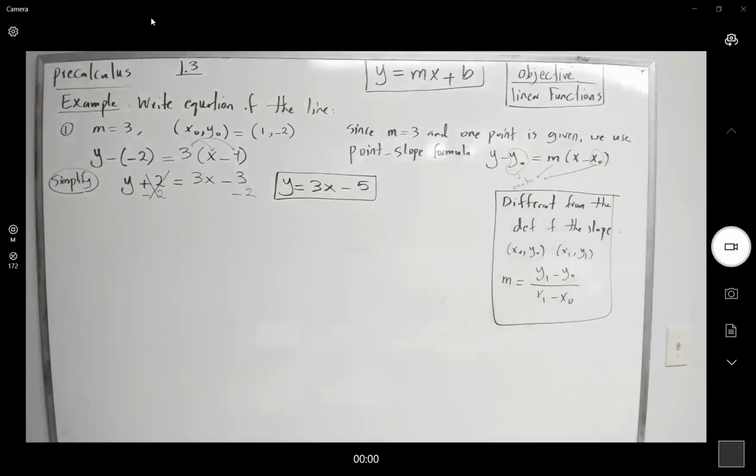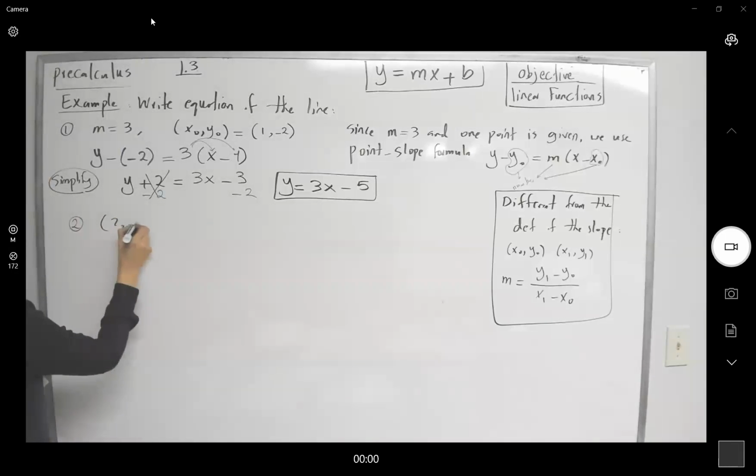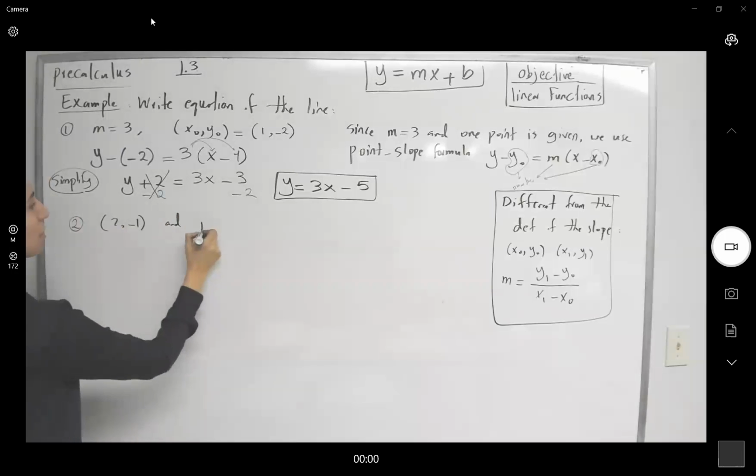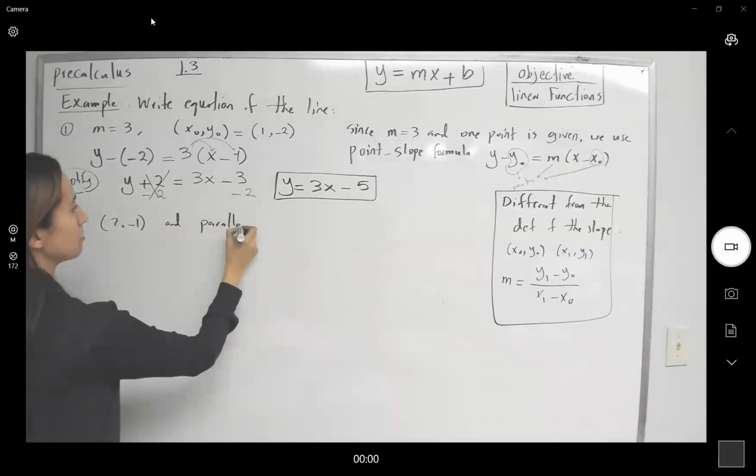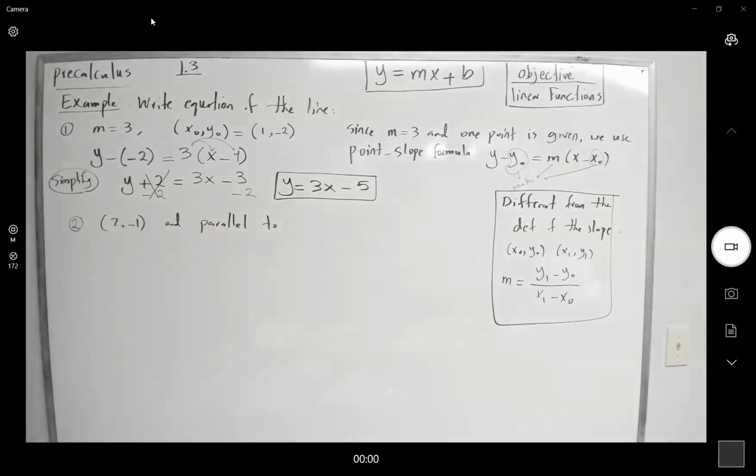Another example for you. Well, this is interesting. You're making it interesting. So question says, write the equation of the line passing through the point, what's the point, to a negative 1, and parallel to the line.